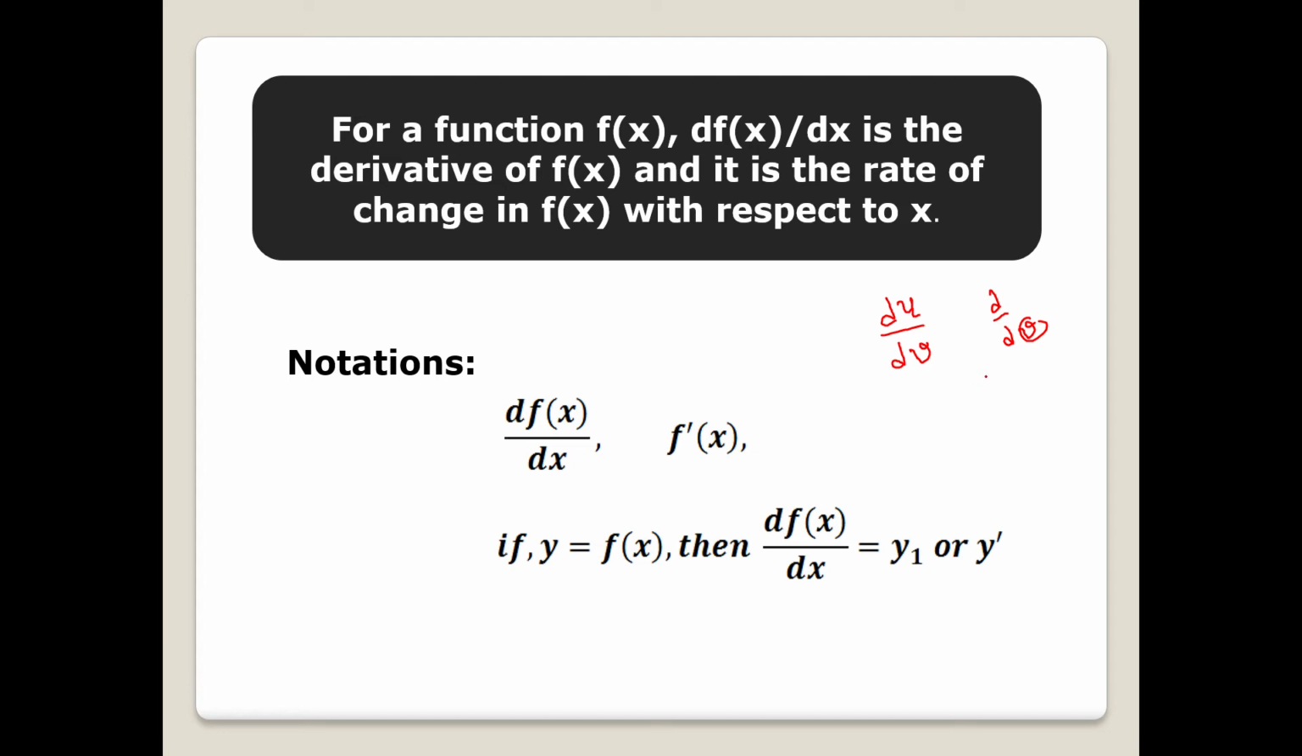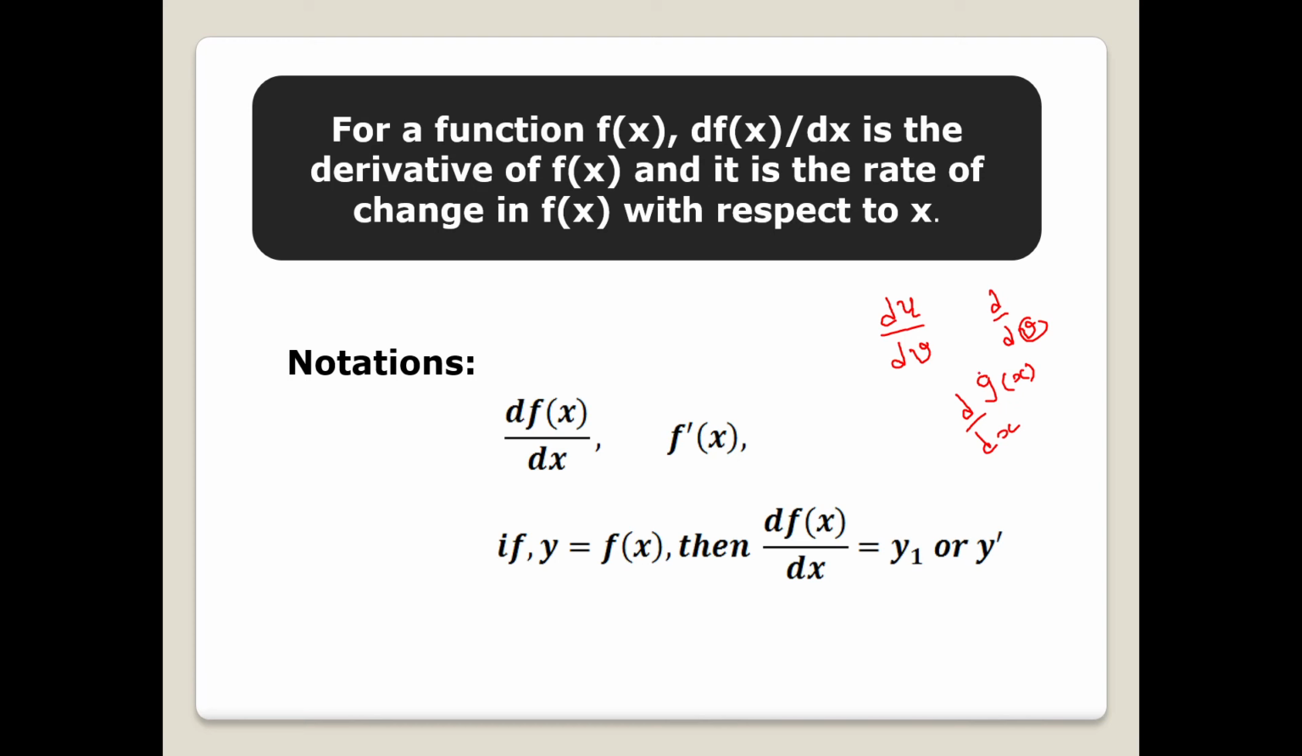Okay, suppose I have a function g of x, that means g is dependent on x. If x will change, g will also be changed. So rate of change in g with respect to x. With respect to x means the operator will be d by dx. So d by dx of g(x) is the derivative of g with respect to x, which gives us the rate of change in g with respect to x.